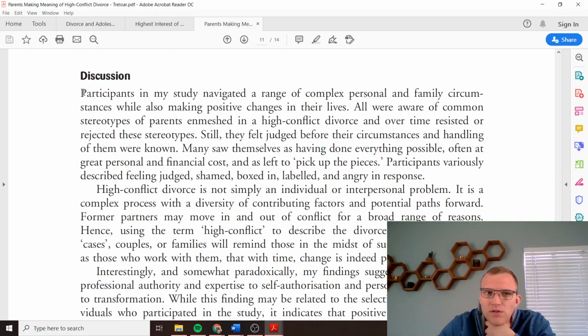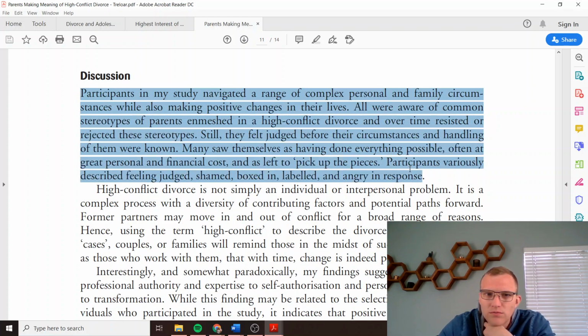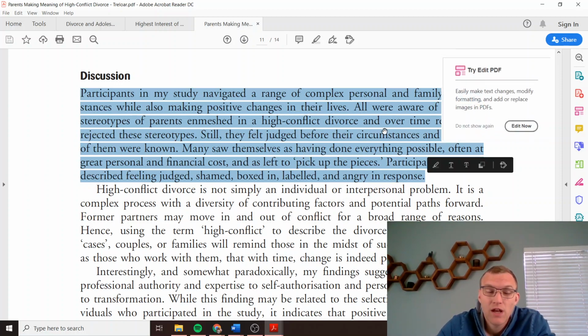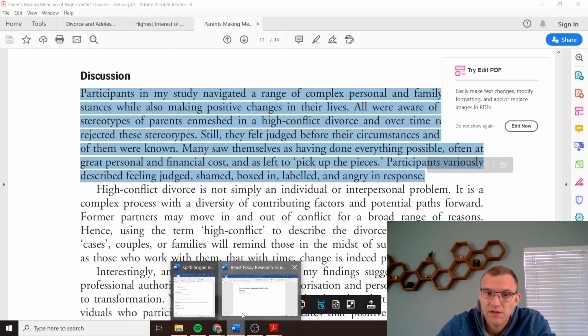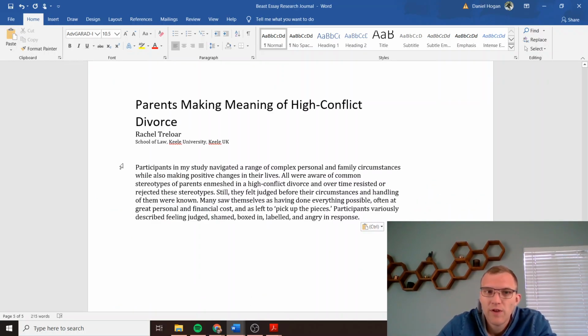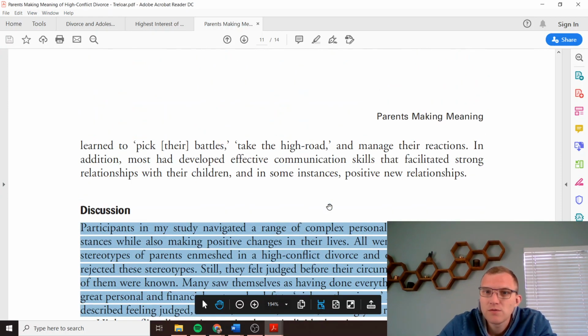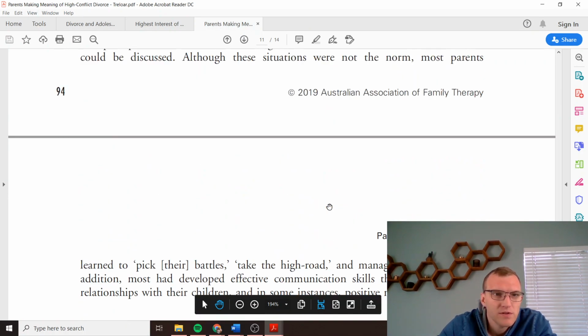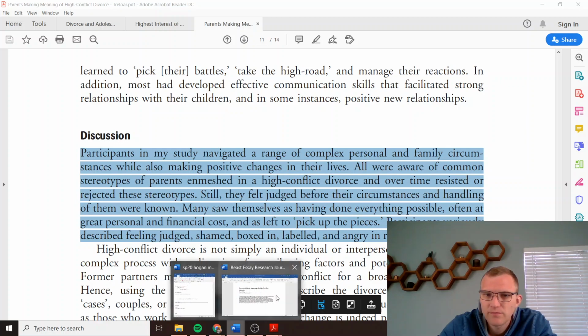Okay, maybe this is a good quote. This is talking about how participants, or divorced parents, feel really judged. All right, this might be a good quote for me to use, so I'm going to quote that here. And one of the things I'm going to do is figure out what page number that was on. So that was on page 95.